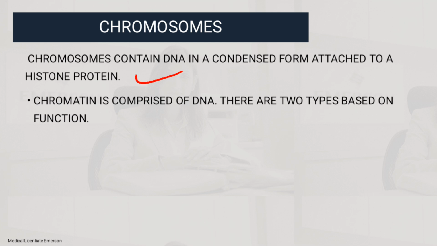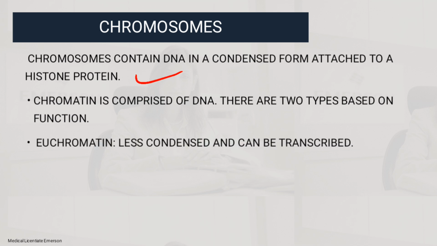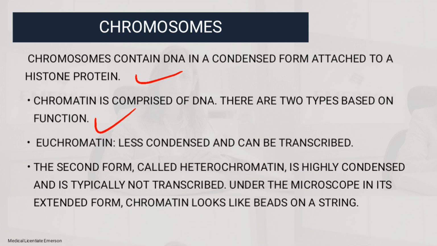Chromatin is comprised of DNA, and there are two types based on the function. We have euchromatin, which is less condensed and can be transcribed. The second form is heterochromatin, which is highly condensed and typically not transcribed. Under the microscope, in its extended form, chromatin looks like beads on a string.